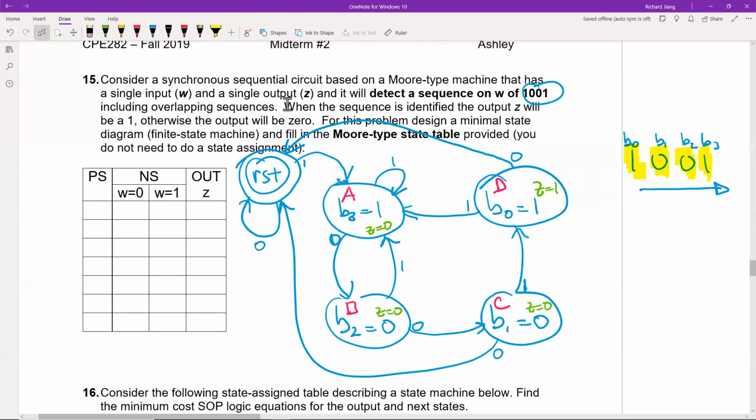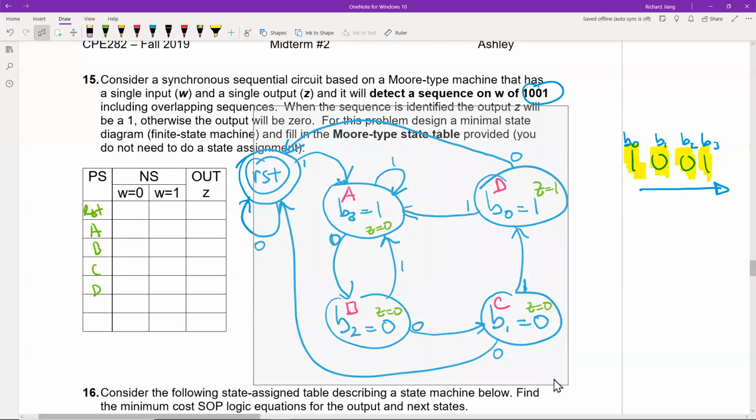I think that it says you do not need to do state assignments. The table is just the same way. Your present state is just b0, b1, b2, b3, and then w equals 0 or 1, and then z. Exactly. Yeah. So just put A, B, C, D in here. Actually, there's also a reset, so there are a total of 5 states: our reset, and then A, B, C, D. Or if you want, you can use the original names, B3, B2, B1, B0. But the idea is you can fill out this table pretty easily now by looking at this transition diagram.